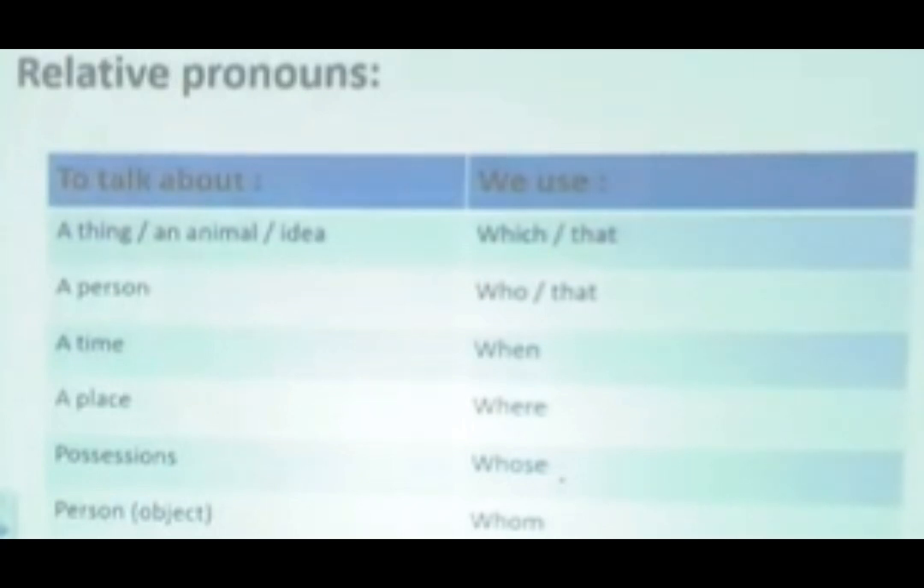To talk about a thing, an animal, or an idea, we use the pronoun which or that. To talk about a person, we use who or that. To talk about a time, we use when. To talk about a place, we use the relative pronoun where. And of course, we have whose for possession, and we use whom when we're talking about a person, and this person is the object of the sentence.